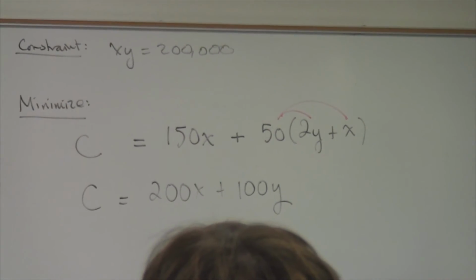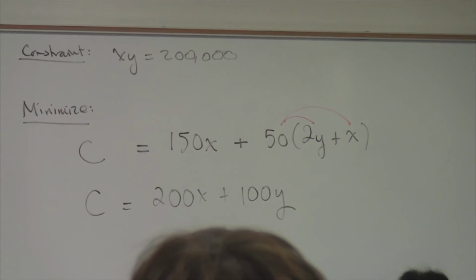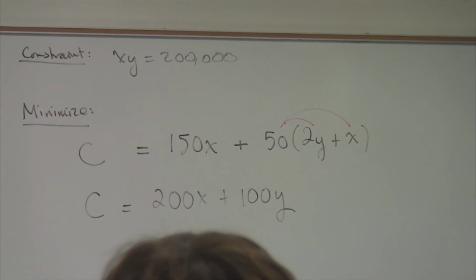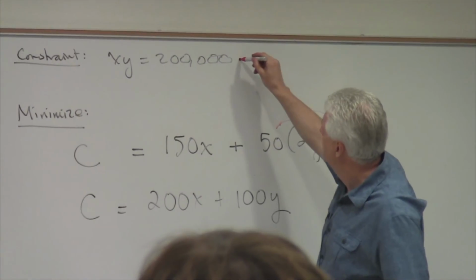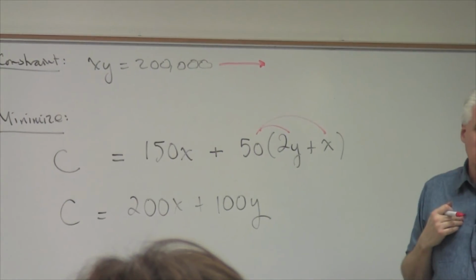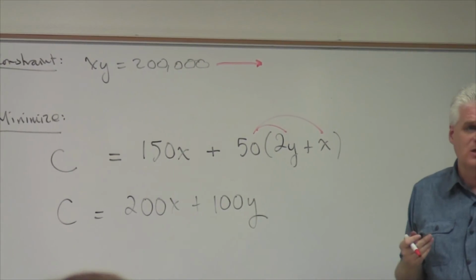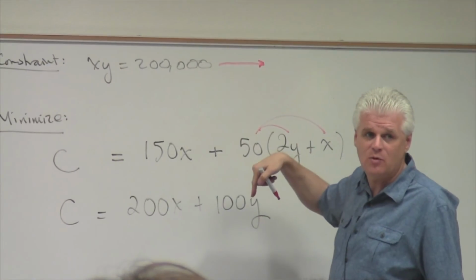Okay? That's the formula, but it's got too many variables. So what do I do? I replace one of them by its x equivalent or its y equivalent. That's the constraint coming in. Solve the constraint for either one. It doesn't really matter. We tend to prefer working with x's because we're used to it. So let me solve this for y so I can replace y with an x formula.